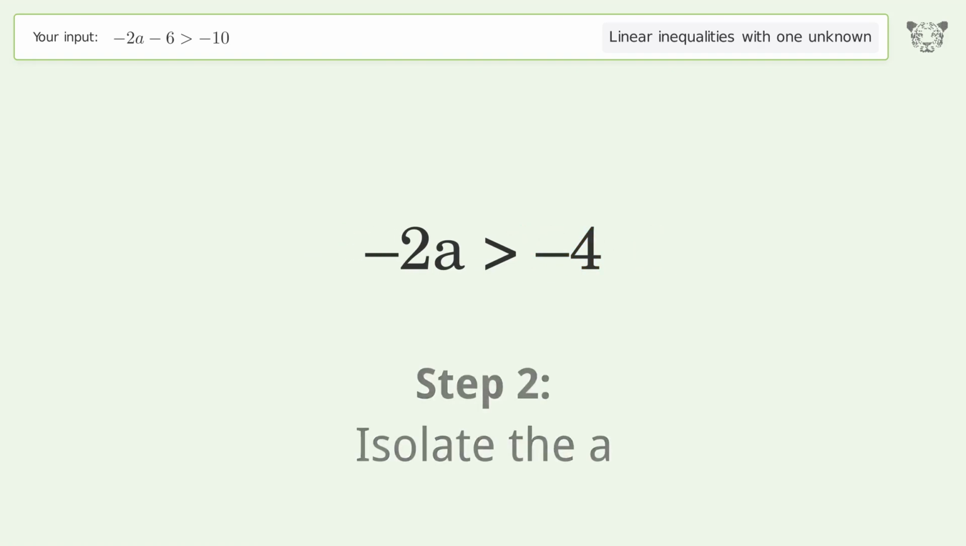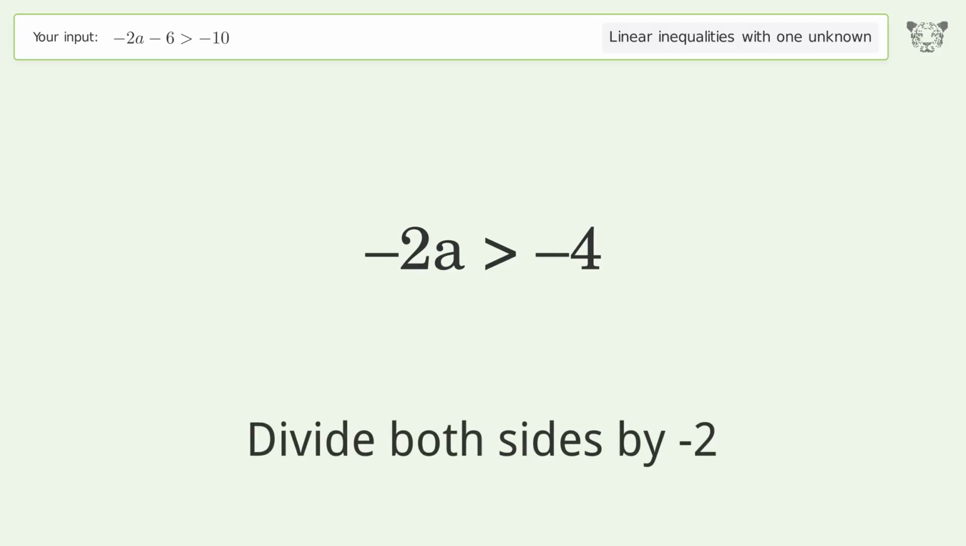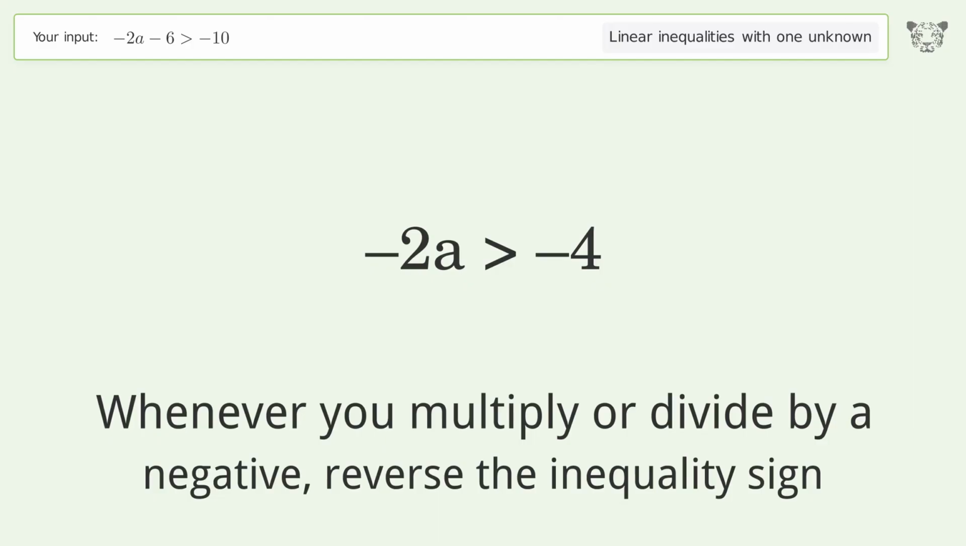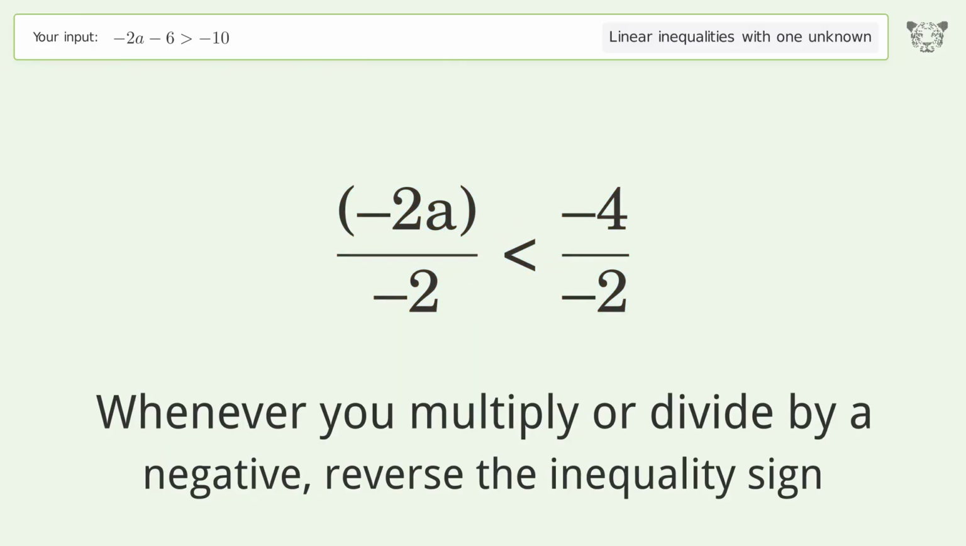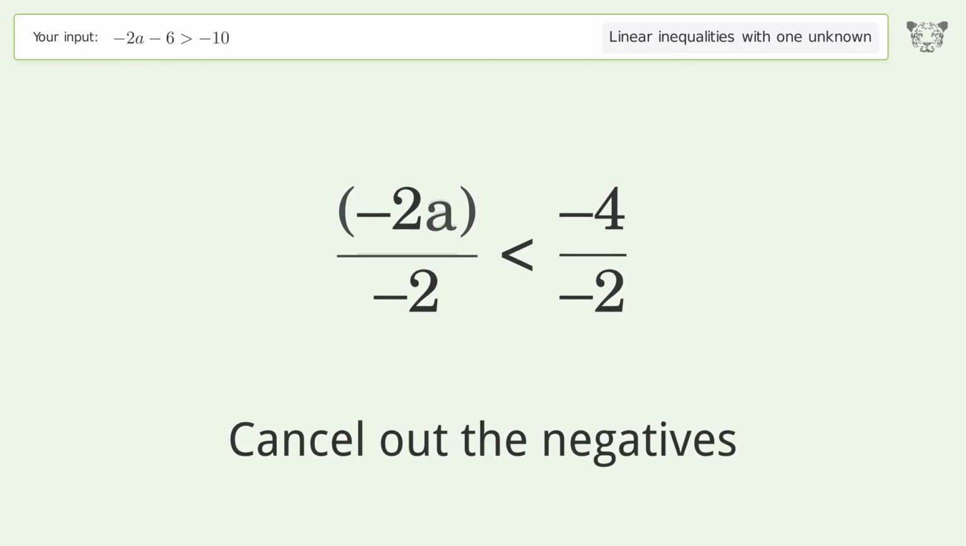Isolate the a. Divide both sides by -2. Whenever you multiply or divide by a negative, reverse the inequality sign. Cancel out the negatives.